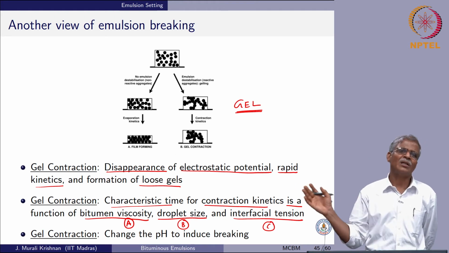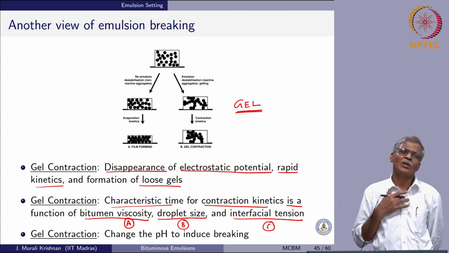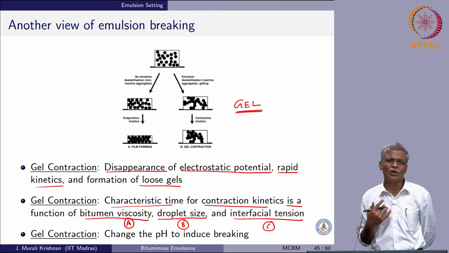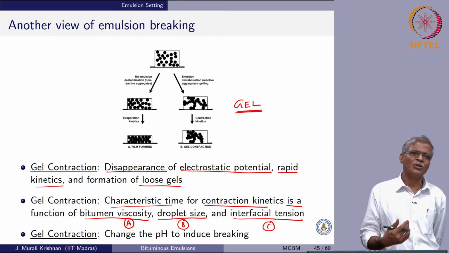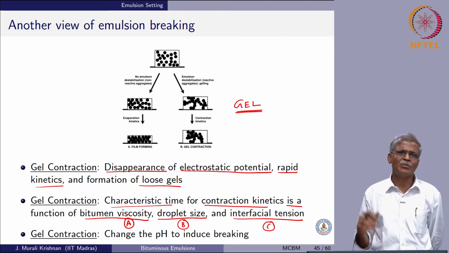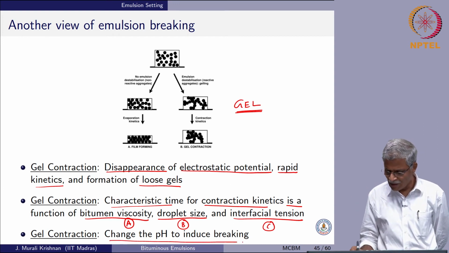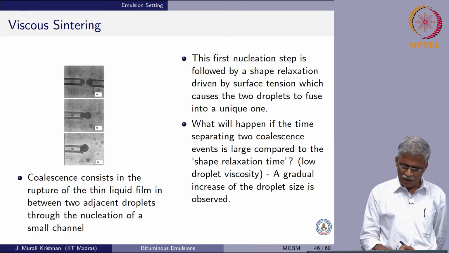So, that is a different topic altogether. Maybe when we do an NPTEL course on advanced material characterization techniques for bituminous material, we will talk about how to measure the surface charge of bitumen, the surface charge of aggregate, and how they really do it. So, that is something that we will do later, right. And gel contraction: change the pH to basically induce breaking, that is what it is.